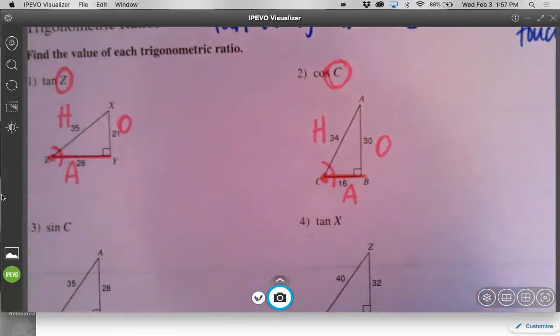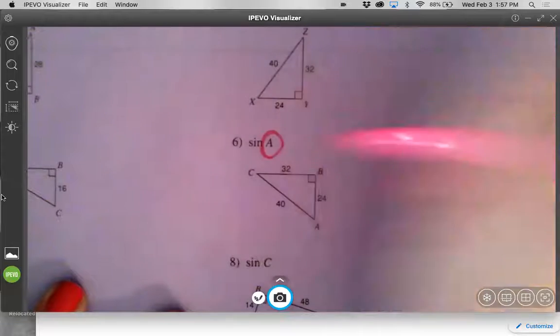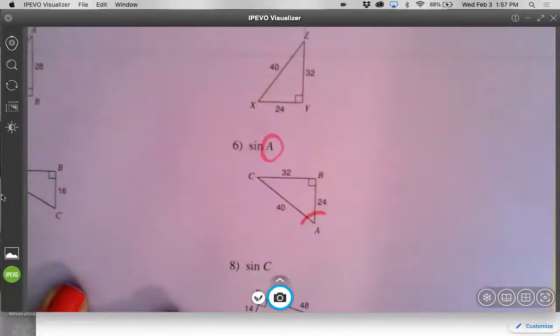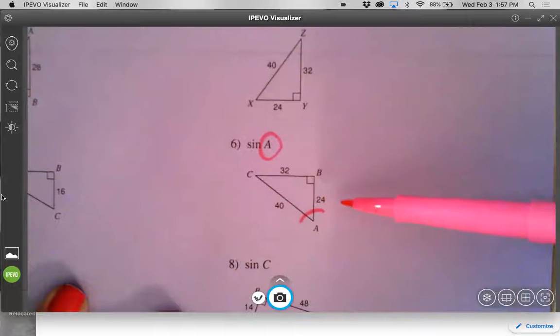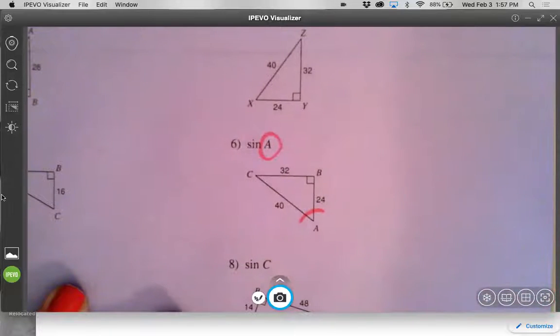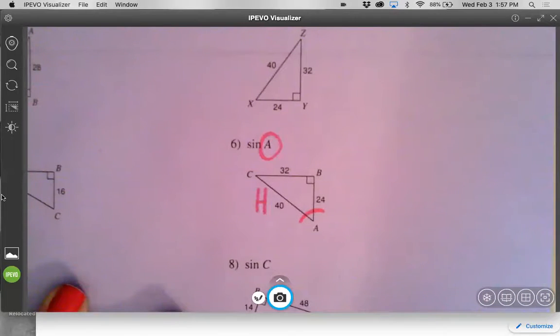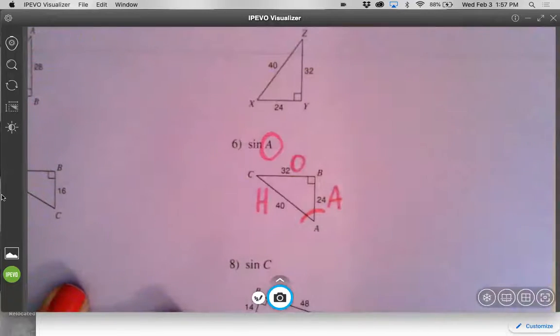Let's jump down a bit to number 6 because that puts our angle in a different position. Now we're using angle A, which is over here, but our triangle is turned, and so I wanted to move things around a bit for this. So 32, 24, and 40 are your three side lengths. Which one is the hypotenuse? Good. Always the longest, always across from the 90. So then which one is your adjacent? Good, good. And so that means 32 is the opposite.